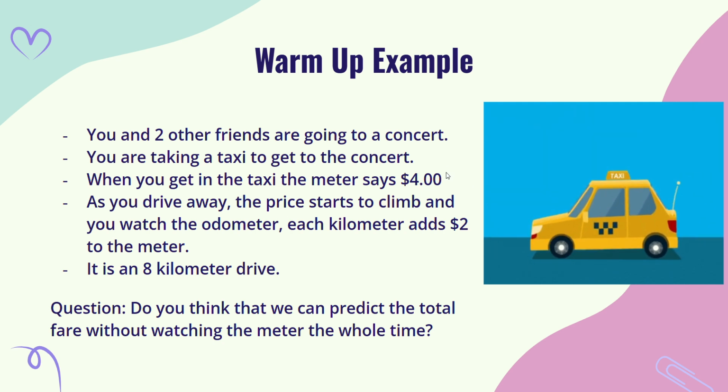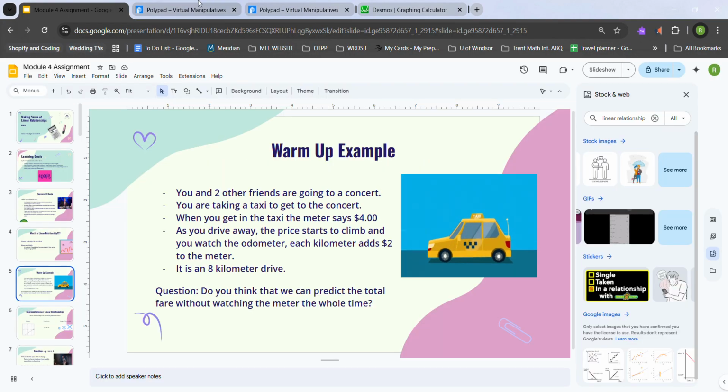And that information is, the meter says $4 right at the start when you climb in. Next, we find out that, oh, each kilometer you travel, $2 more is added to the meter. You also know that it is an 8-kilometer drive to the venue. Let's take a look at what this might look like on a graph.